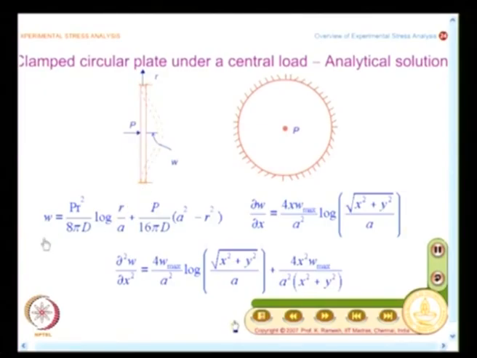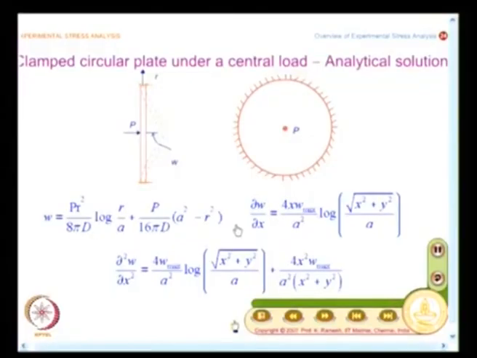What you have here is the expression for W, the out of plane displacement, the expression for dou W by dou x, and the expression for the curvature dou square W by dou x square. In all these cases you have a logarithmic term appearing, and the expressions are definitely complex. You can find this from a study of theory of plates, where sufficient theory is developed to get these expressions.